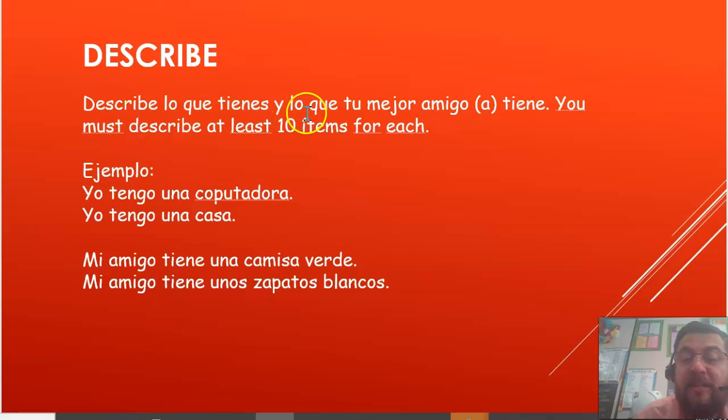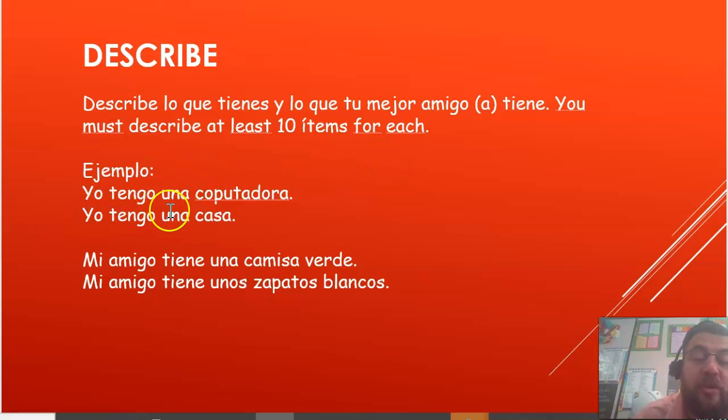And last for today but not least, describe. Describe lo que tienes y lo que tu mejor amigo o amiga tiene. You must describe at least 10 items for each. So describe what you have and what your best friend has. You must describe at least 10 items for each. So 10 for you, and 10 for your best friend.